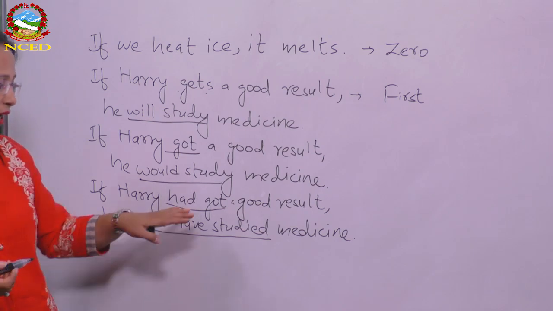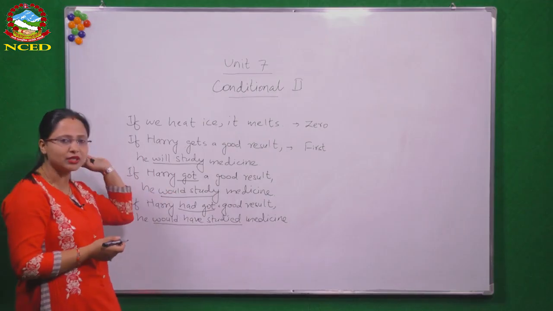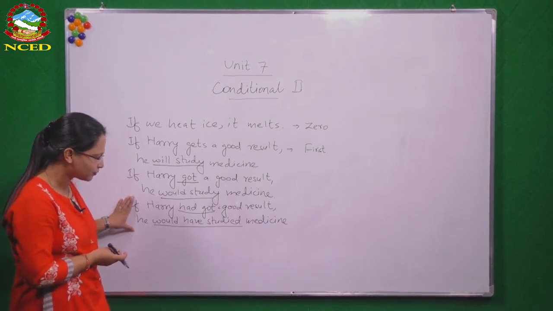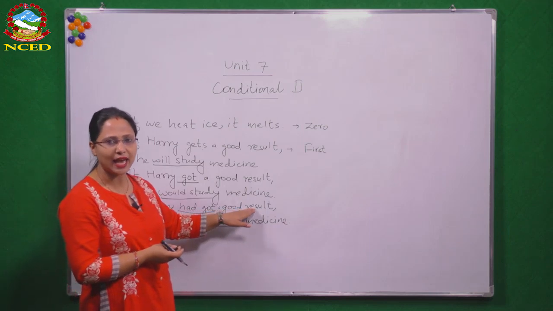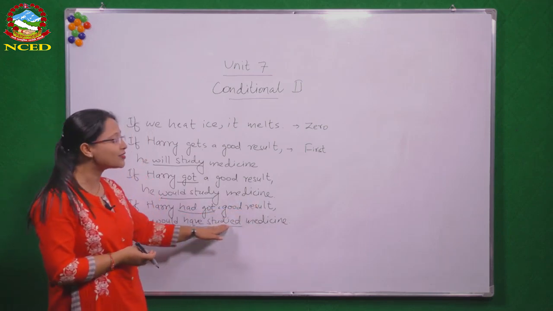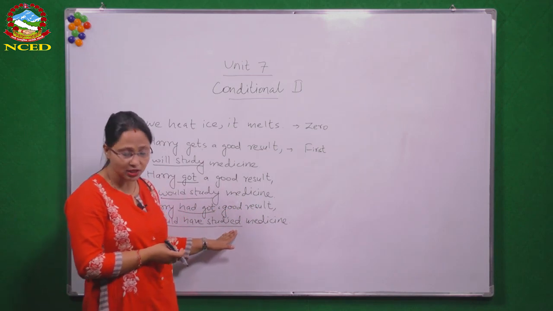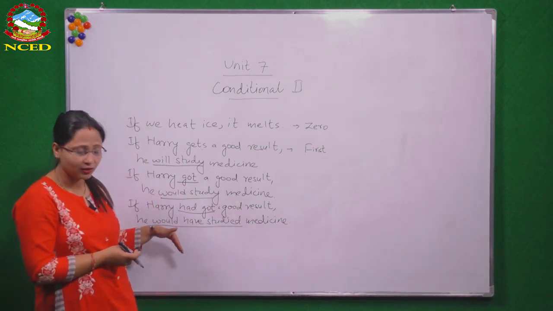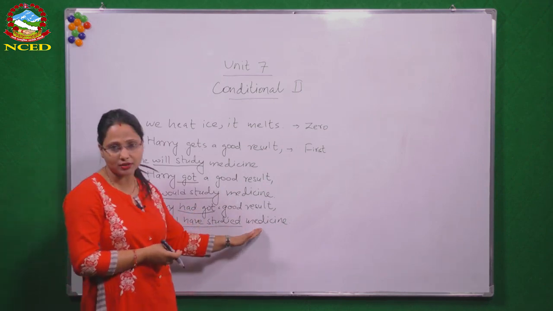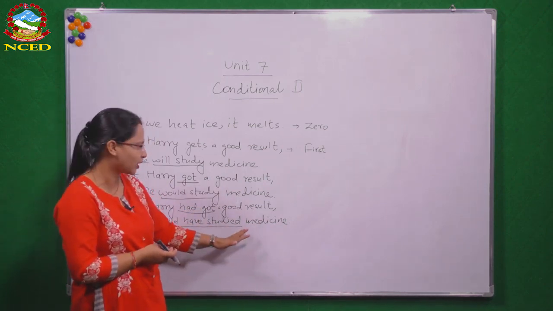He did not get good marks. It had already happened in the past. This is already over; it is not a possibility, it has happened. Harry did not get a good result. If he had got a good result, he could have studied medicine. But in reality today Harry did not get a good result, so he could not study medicine. So that is the meaning here, okay?